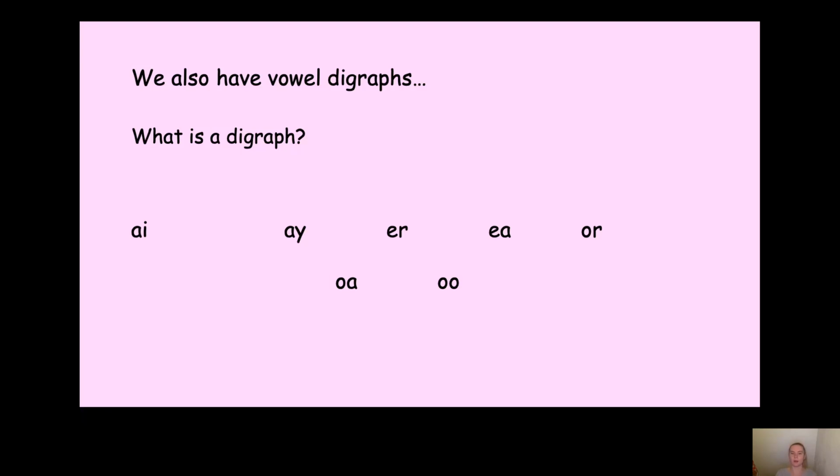Okay, now we have 5 more digraphs on this page. We have E, or, O, and U. What I'd like you to do is pause the video and see if you can work out if it is a vowel digraph or not. Okay, pause the video now. Okay, year 2, let's see if you were right.